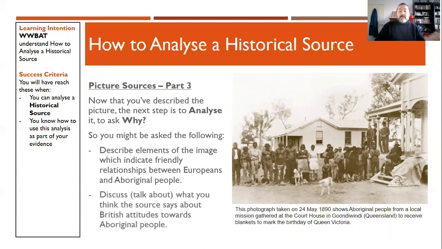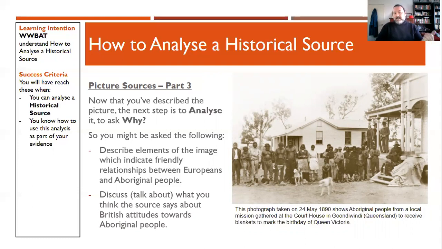But you also might discuss what you think this source might say about British attitudes towards Aboriginal people. For example, again, we have this thing where the people over here are clearly above the Aboriginal people. So the attitude there might be something where you could say, this photograph clearly says that they think that they are superior to or better than these Aboriginal people who are next to them.